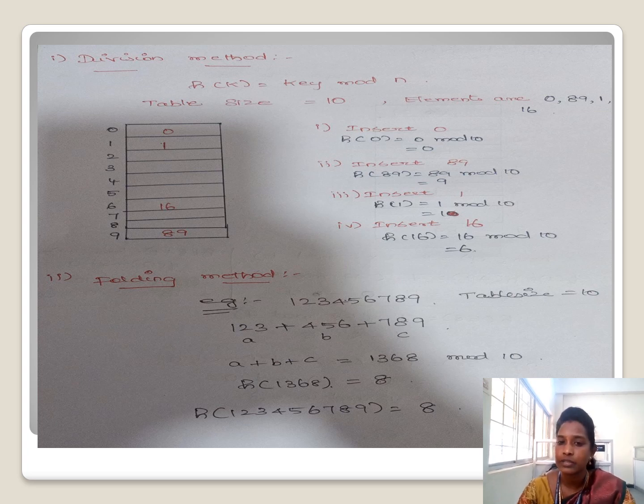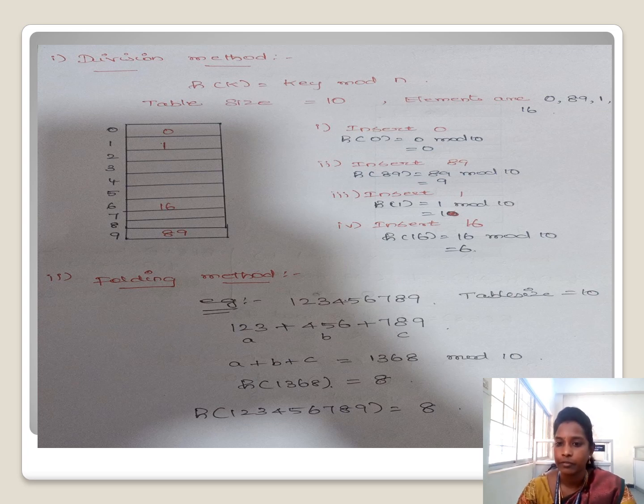So first we are going to insert the element 0. We have to apply 0 in this formula. So h(0) = 0 mod 10. As we know, 0 mod 10 is 0. So this 0 has to be stored in the 0th location.